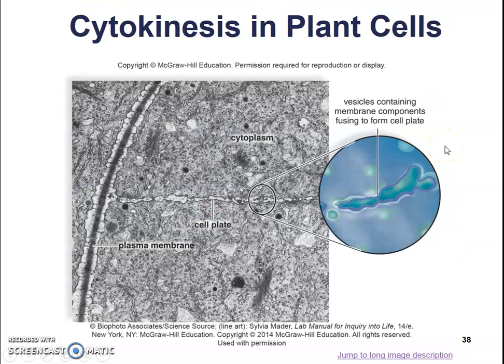Here we have cytokinesis in a plant cell. This is the cell plate. That's those vesicles fusing together to make the cell membrane, and eventually the cell wall will form.